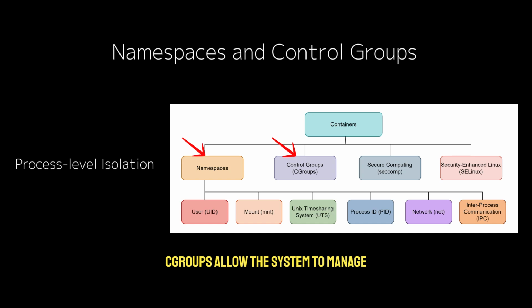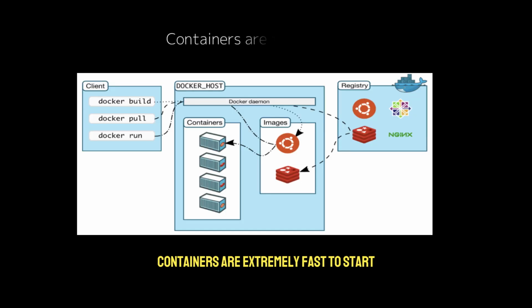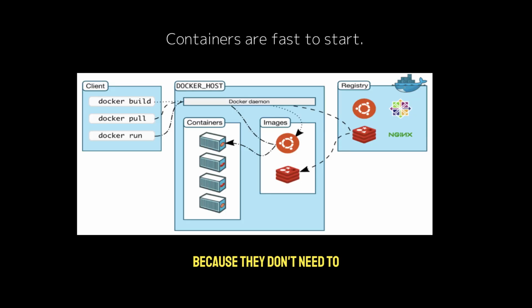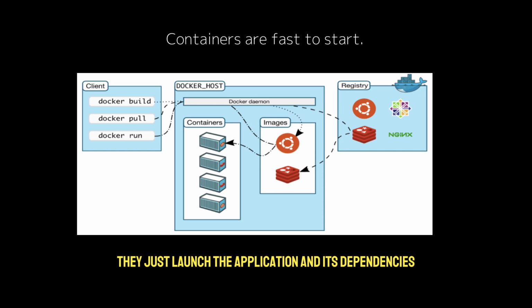Cgroups allow the system to manage the resource usage of each container. And by using cgroups, containers are allocated specific amounts of CPU, memory, and I/O, which ensures that they don't interfere with each other. Containers are extremely fast to start because they don't need to boot up an entire operating system like VMs do. Instead, they just launch the application and its dependencies.